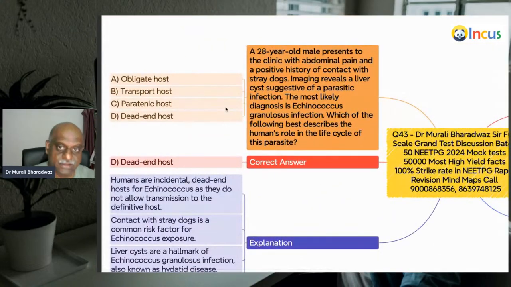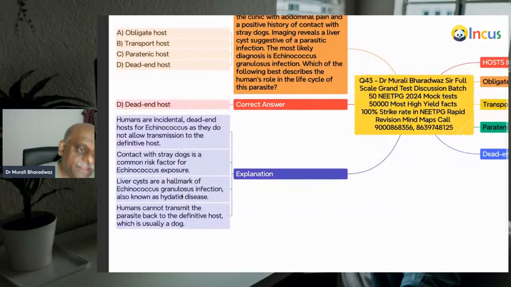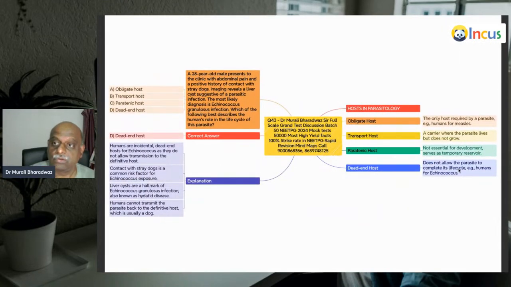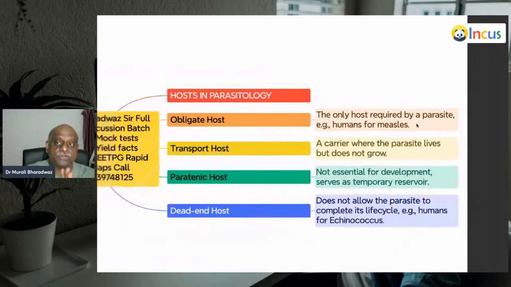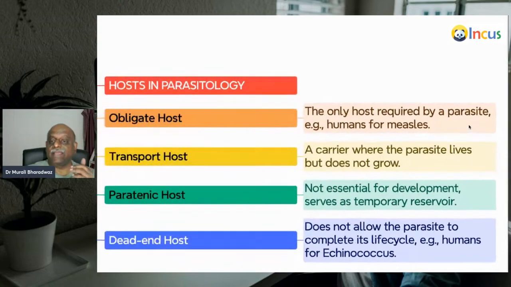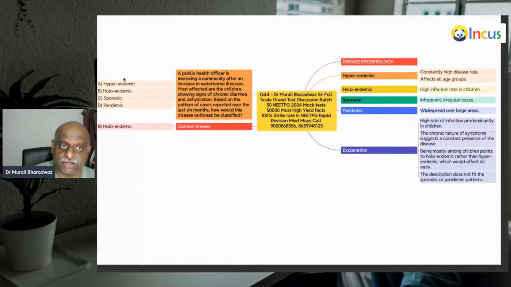A 28-year-old who has echinococcus. What is the role of humans? Humans are incidental hosts, because they do not allow the transmission to the definitive host, is what you need to remember. So, different types of hosts. The only host required by a parasite is called the obligate host. Humans, in the case of measles, are an example of an obligate host, is what you need to remember.